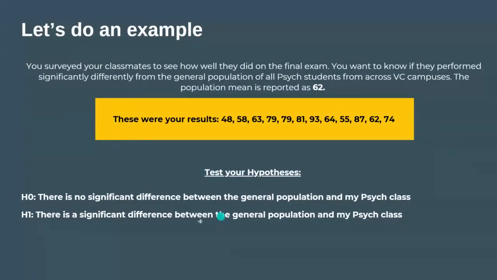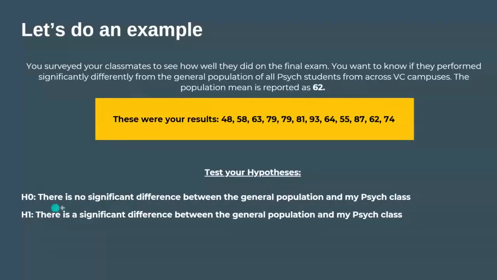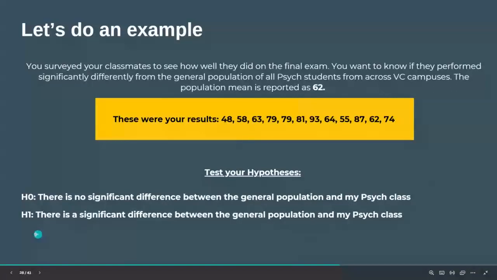Alrighty. So again, this is how hypotheses would look. A null hypothesis is always that kind of negative one: there is no significant difference. And then in this instance, these are the variables, between the general population and my PSYC class, for instance, in this example. And then the alternate hypothesis: there is a significant difference.